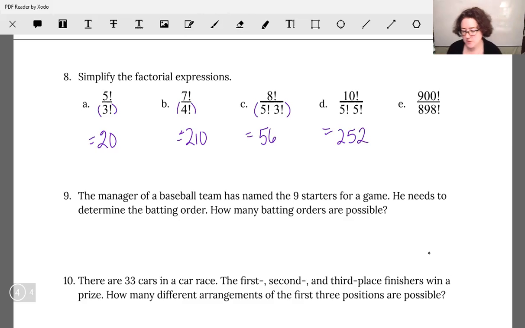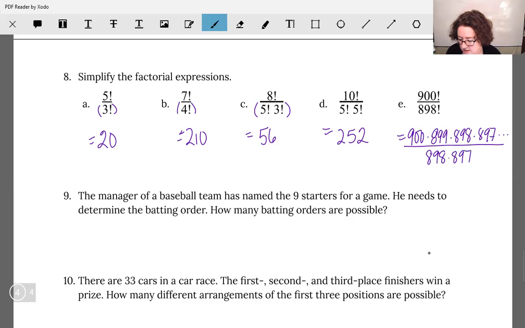And I want to take a closer look at E. So 900 factorial times 898 factorial. So if we think about the definition of what factorial means, it means we're multiplying every integer starting with that one and then going down by 1. So the numerator is really 900 times 899 times 898 times 897 and going down from there. 898 factorial starts at 898 times 897 and it goes down from there.